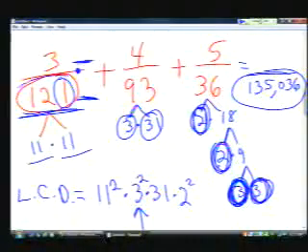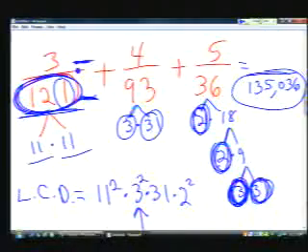Well, you're close. The denominator. You've got to divide it by 121. You've got to take 135,036 divided by 121 to get the number to multiply numerator and denominator by. Okay?